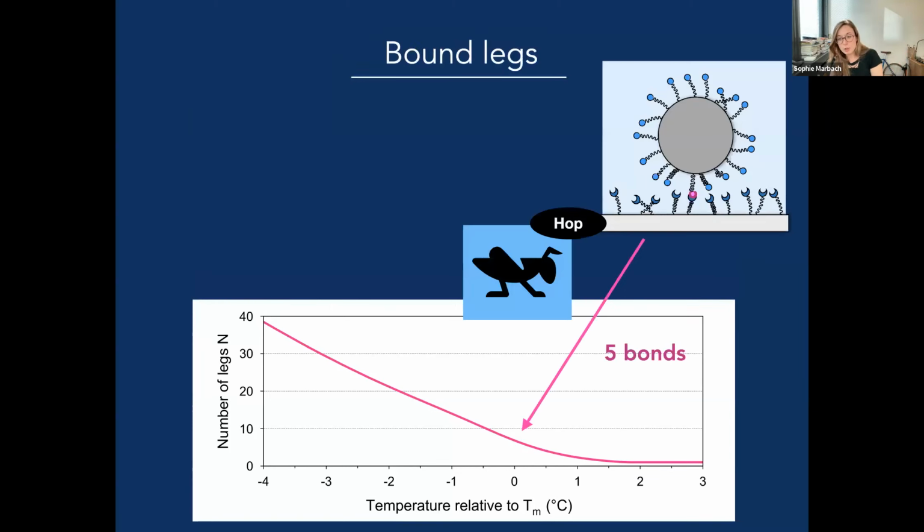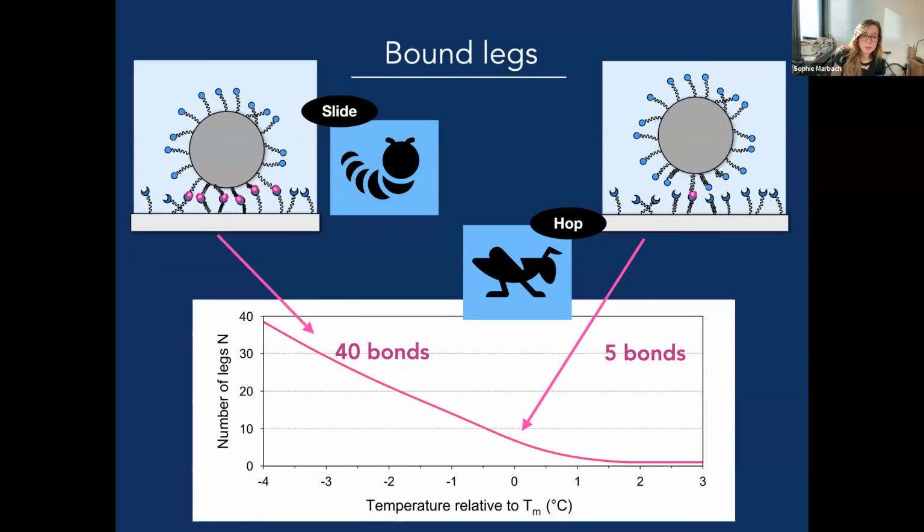So at high temperatures, you have just a few bonds, we're likely going to hop. And at low temperatures, you have more than 40 bonds, so you're more than likely to slide. So hence the difference between probabilities that we were seeing.